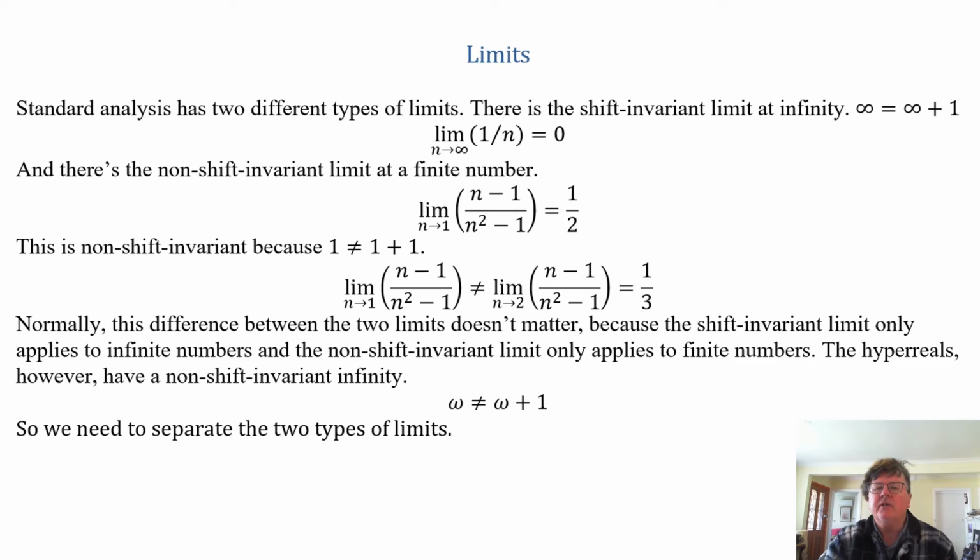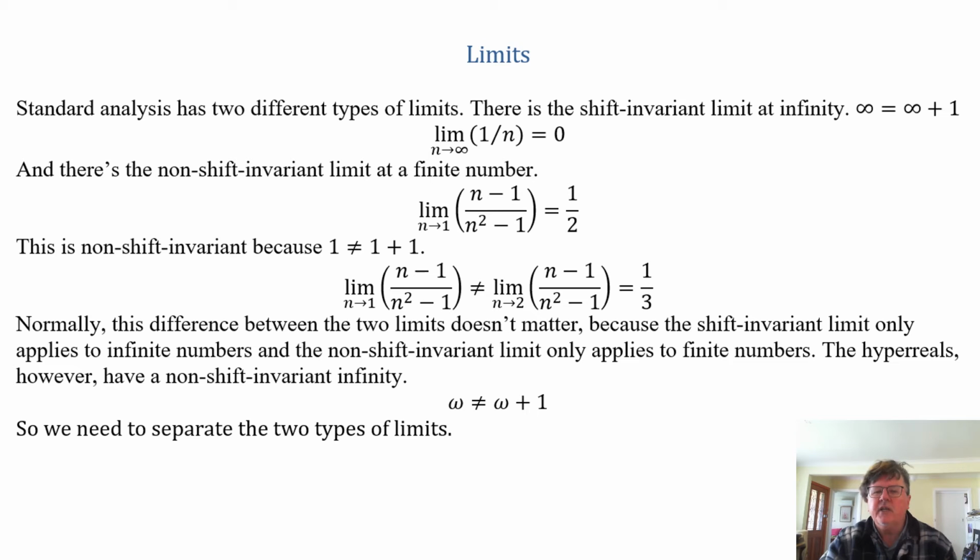And also there's the non-shift-invariant limit at a finite number. So the limit as n tends to 1 of n minus 1 over n squared minus 1 comes from what's called L'Hopital's rule, and that evaluates to 1/2. This is not shift invariant because 1 is not equal to itself plus 1. So the limit as n tends to 2 is not equal to the limit as n tends to 1.